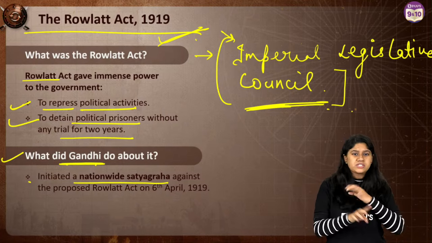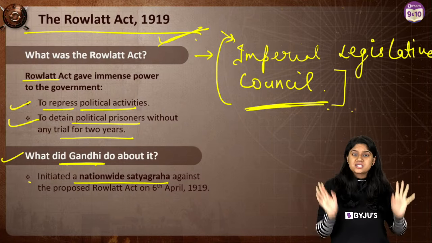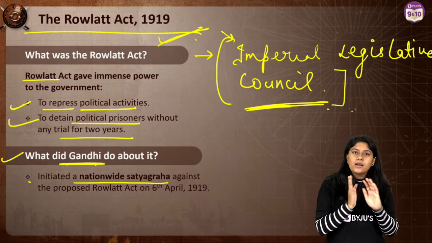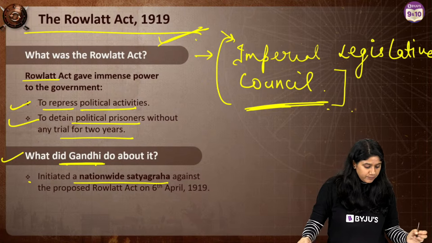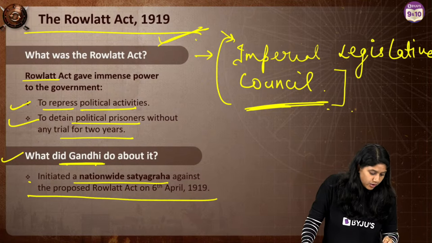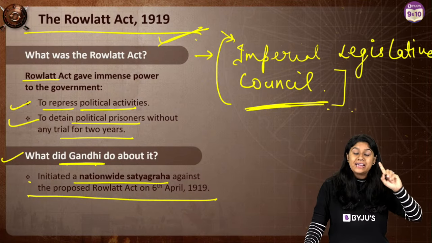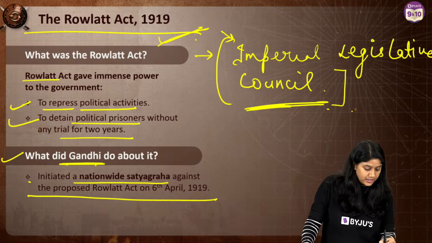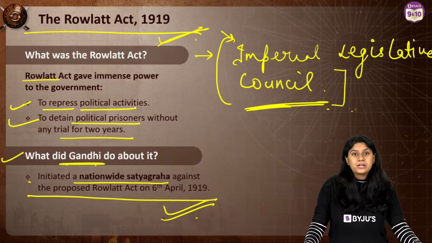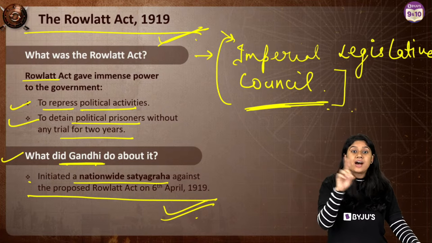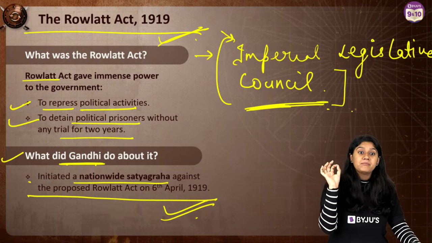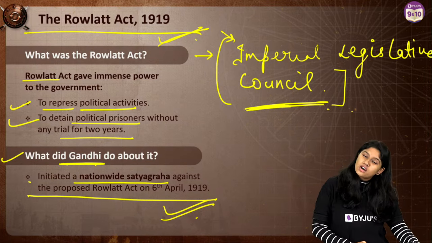Railway and other services will be closed, and people will just sit. They will not do any violence, but they'll just sit and do their part. So, on 6th of April 1919, Gandhi initiated the nationwide satyagraha. Everyone, remember the year.